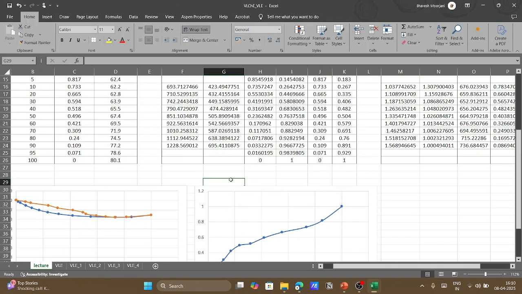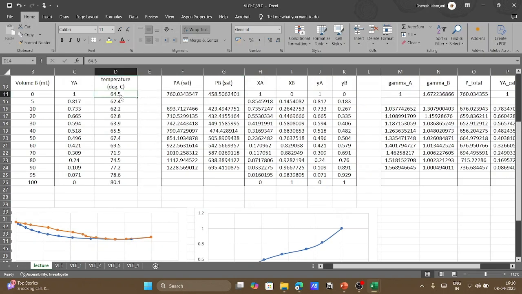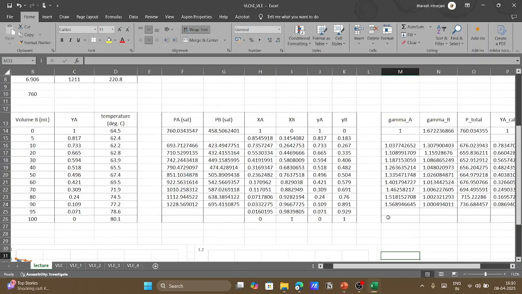So this is the experimental part, but these are discrete points, right? So we know the Txy value at 64.5, then we know at 62.4. But what if I want to know the equilibrium composition at temperature 63, or the equilibrium composition at 66 degrees centigrade? So for that we will rely on the theoretical model.